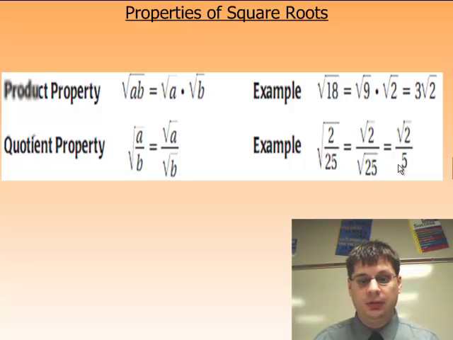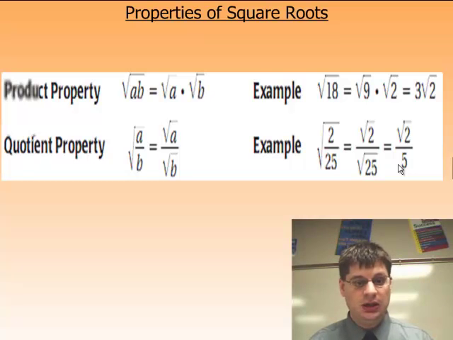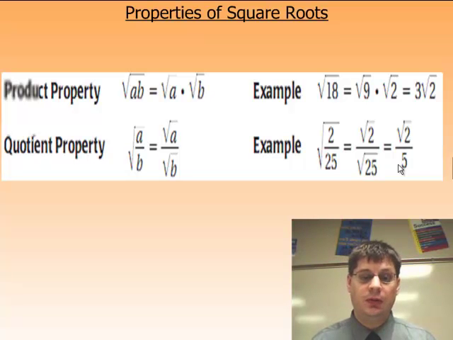The product property, which simply is if you have the square root of a times b, that's equal to the square root of a times the square root of b. Those are synonymous with each other. So in other words, we use this property to help us simplify radicals, and all our answers we present as simplified radicals.